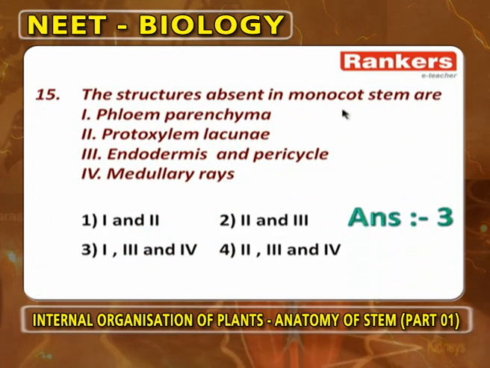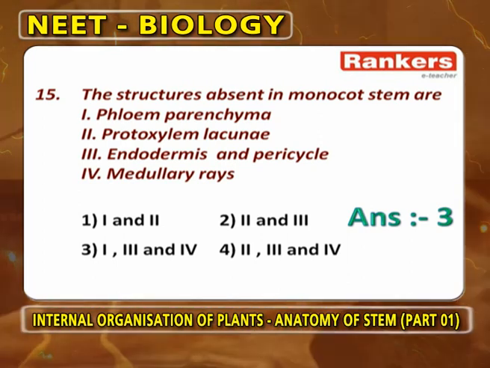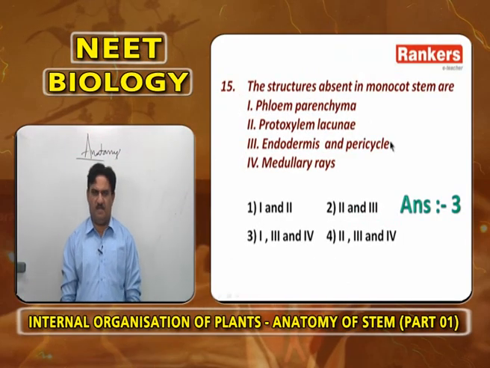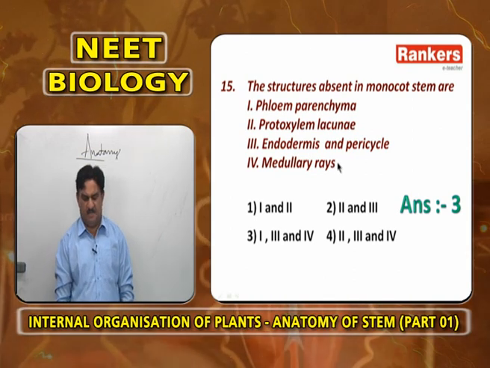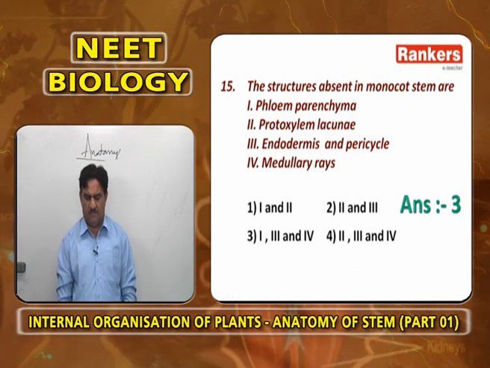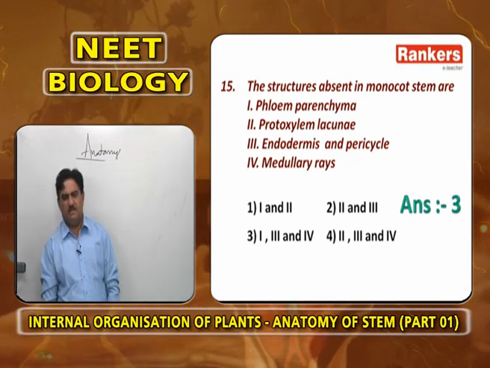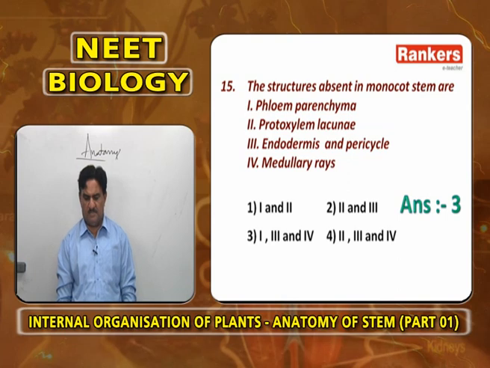The structures absent in monocot stem are... phloem parenchyma is absent in monocot stem. Protoxylem lacuna or lysigenous cavity is present in monocot stem, so the second option will not come. Endodermis and pericycle are absent in monocot stem. They are present in dicot stem but absent in monocot stem. Medullary rays are absent in monocot stem. They are present in dicot stem. So, answer is 3: 1, 3, 4. So, the structures that are absent in a monocot stem are phloem parenchyma, endodermis, pericycle and medullary rays. Protoxylem lacuna is present in monocot stem.